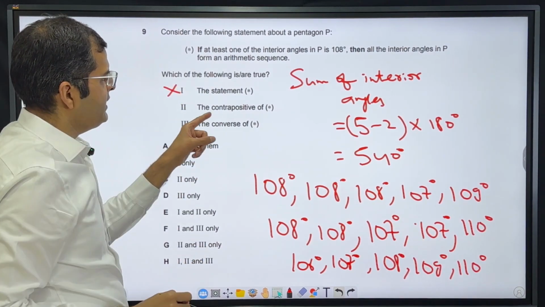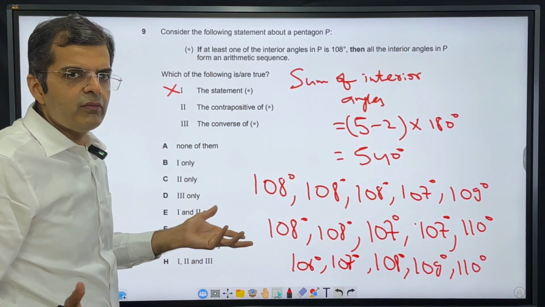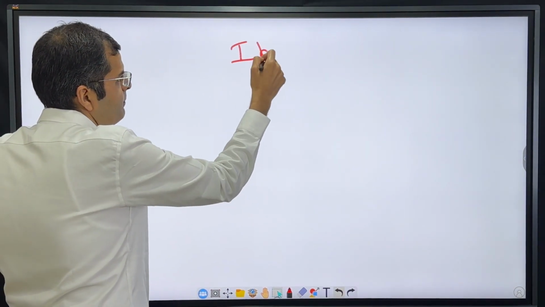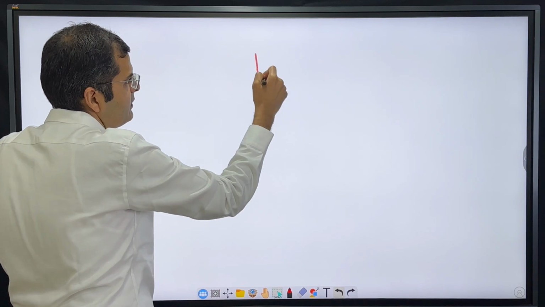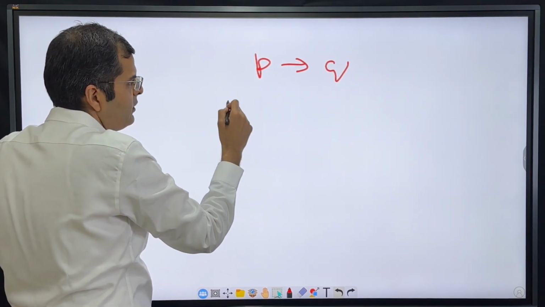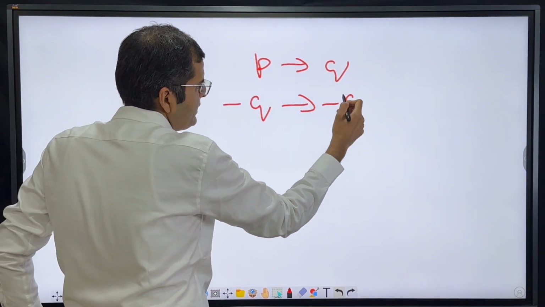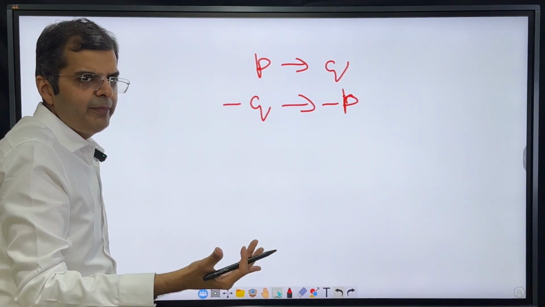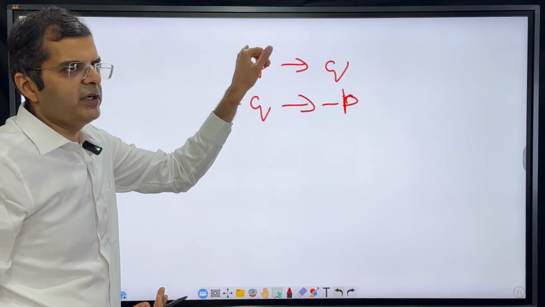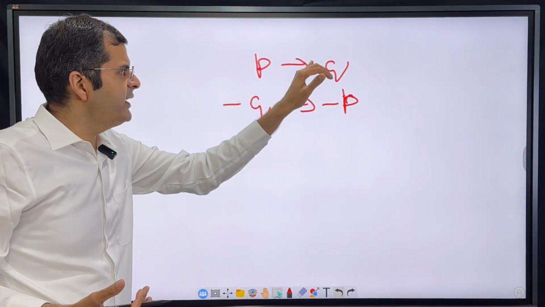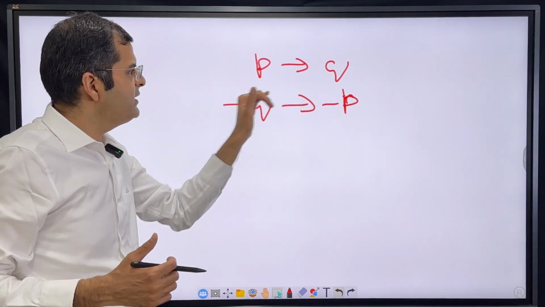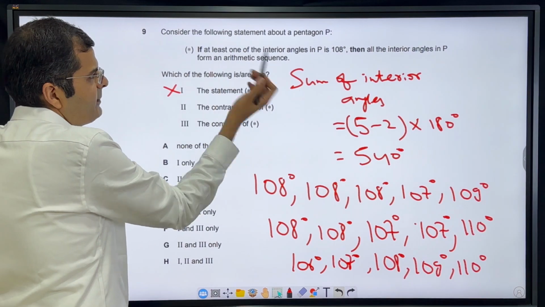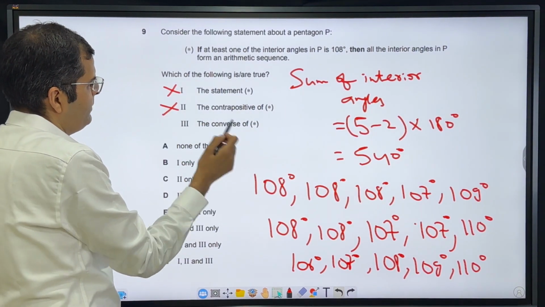One is not true. Second, the contrapositive of star. What is the meaning of contrapositive? Contrapositive says that if P leads to Q, that means not Q leads to not P. Okay, this is contrapositive. And they have the same truth table. Truth table means if P implies Q is correct, only then not Q implies not P is correct. So over here, if the statement is not correct, then the contrapositive will also not be correct.